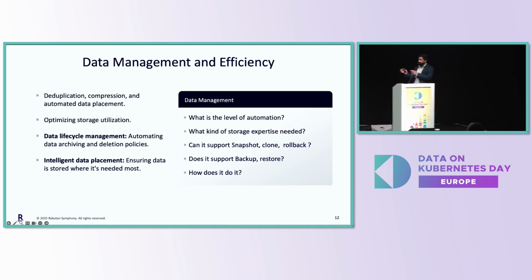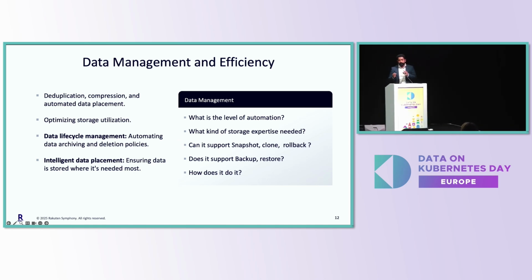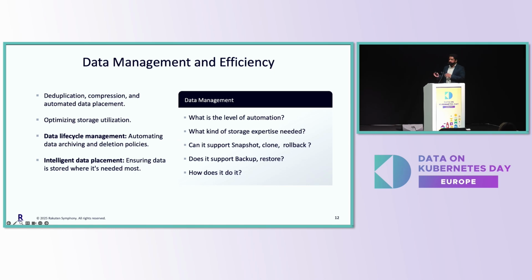And the next important thing is data management. So you are on-prem, deployed different kinds of workload. Again, we are dealing with data. Usually, data goes through a life cycle. Does it support snapshot, clone, rollback, and is there a backup restore functionality available within the system? And how does it do all of those things? Is it incremental, or does it create I/O bottlenecks when you do all of those things?